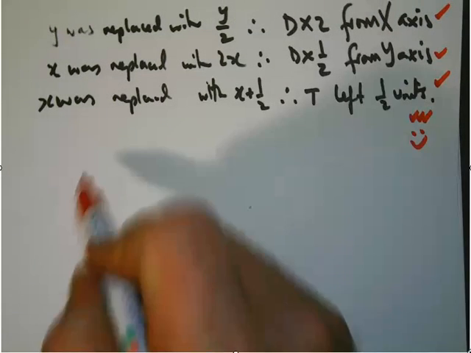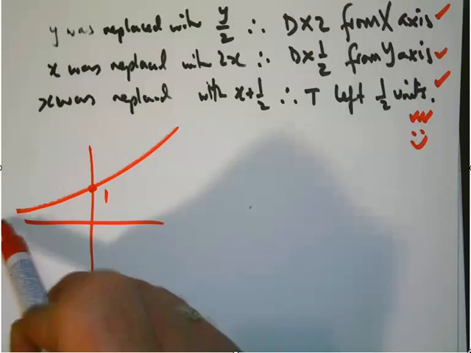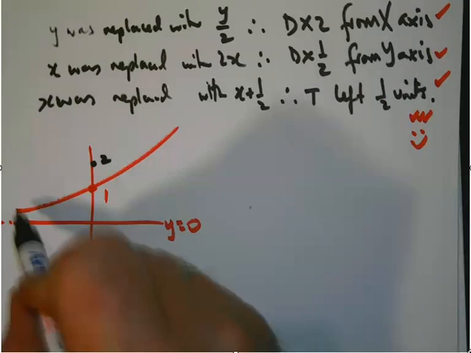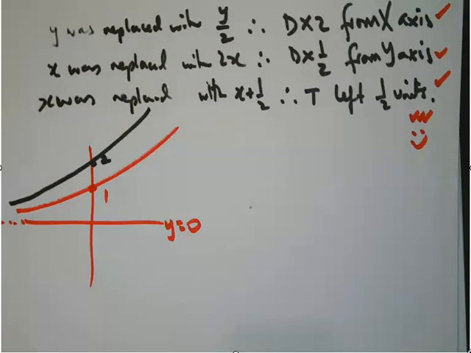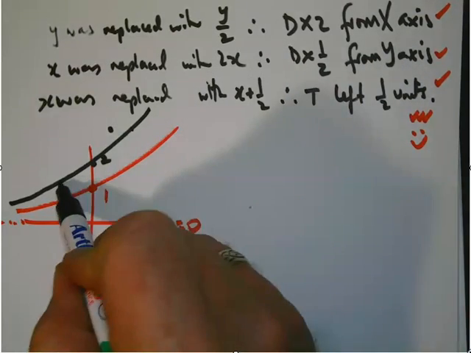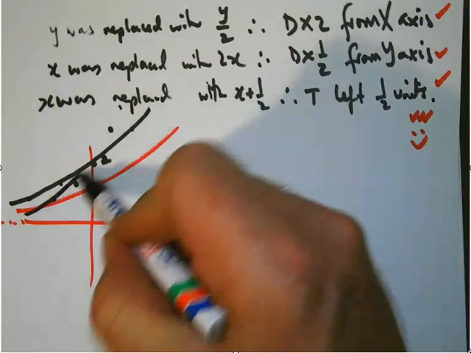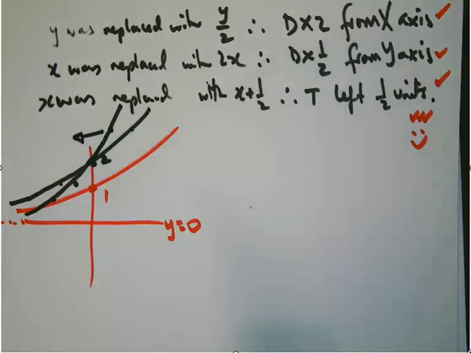So my original graph would have gone through at 1, had an asymptote at y equals 0. That was dilated by 2 from the x-axis, therefore all of it was doubled, and it would have looked like that. It was dilated a half from the y-axis, therefore that was moved into there, that was moved into there, that was moved into there, that was moved into there, therefore it's going to look like that. And then it was all moved to the left a half.